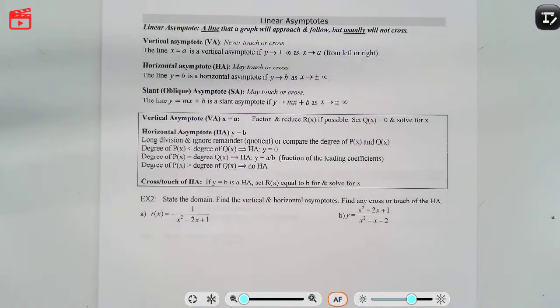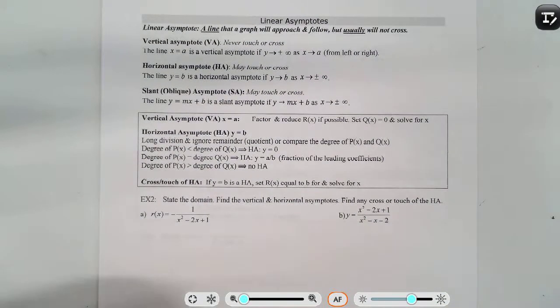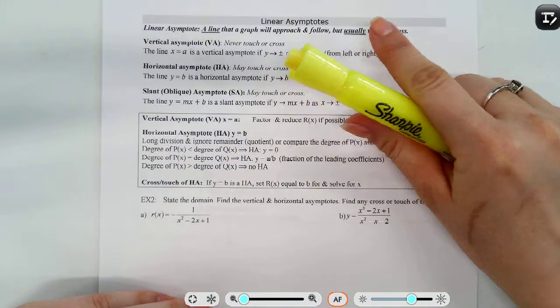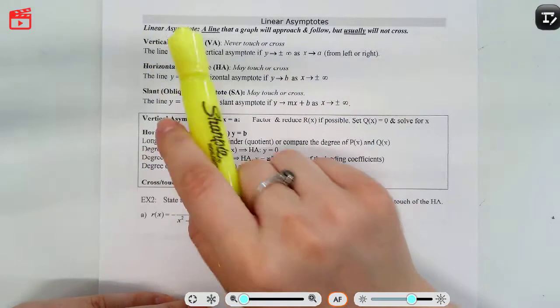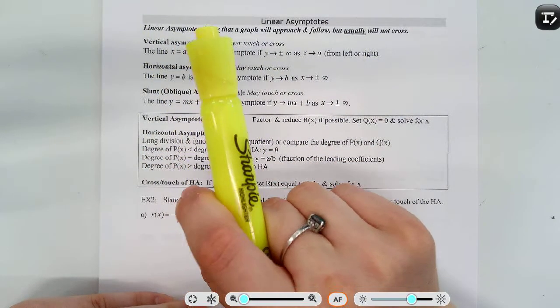So here we go. We've got a lot of information on this one page, so this will be a good thing to carefully read through and check. All right, so a linear asymptote is a line that a graph will approach and follow, but it will not cross. A way you can think about it is like a brick wall. You can walk alongside a brick wall and get close to it, but you don't actually cross through the brick wall. Though there are times when our graph will cross the asymptote, and we can go over those in a sec.